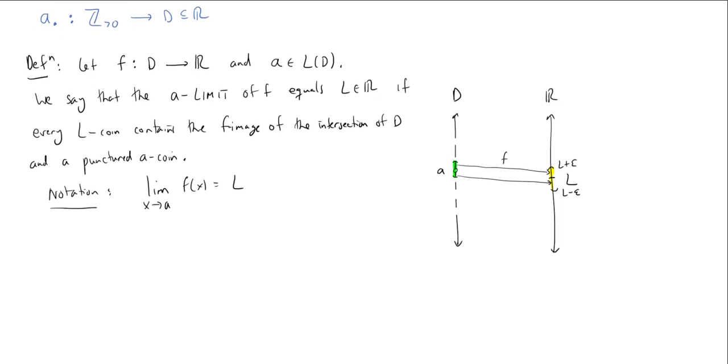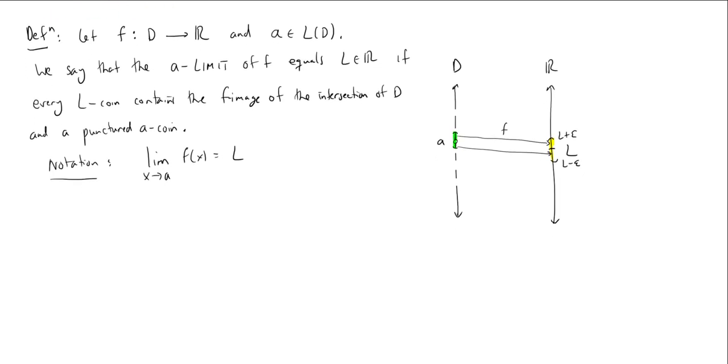Now, there's a more standard definition that you'll see, for example, in the textbook, which we're going to translate all into epsilons and deltas. So this is the symbolic form.